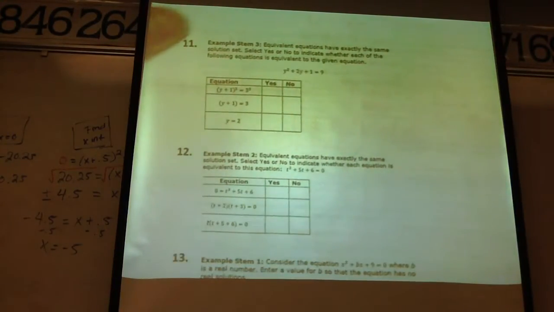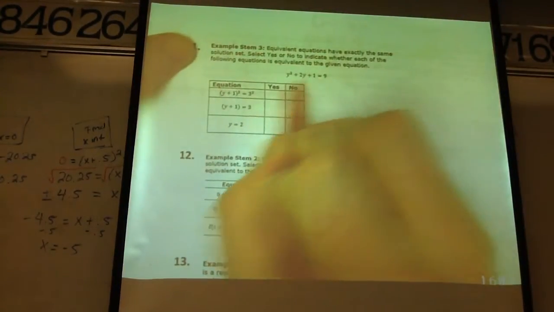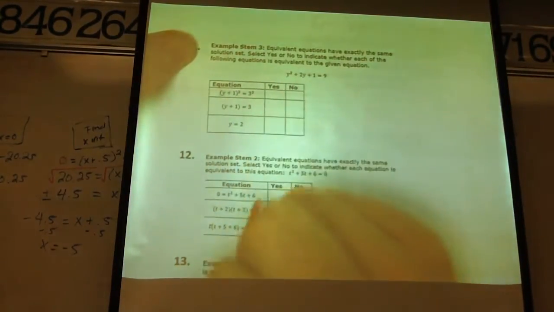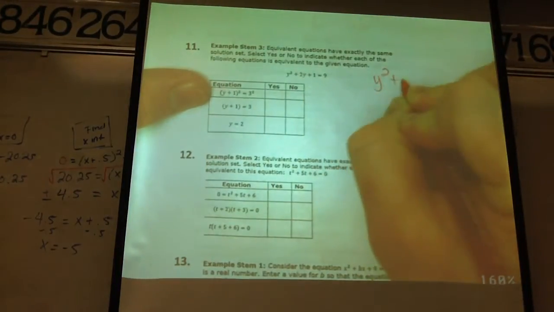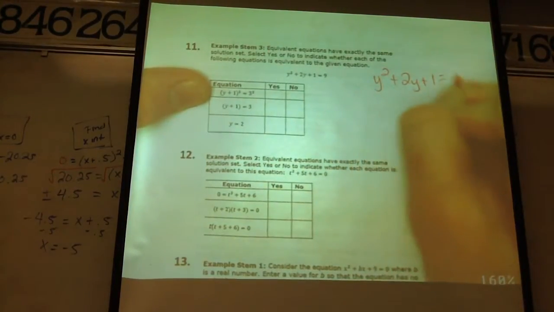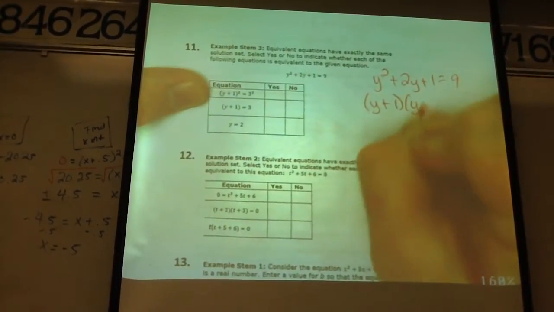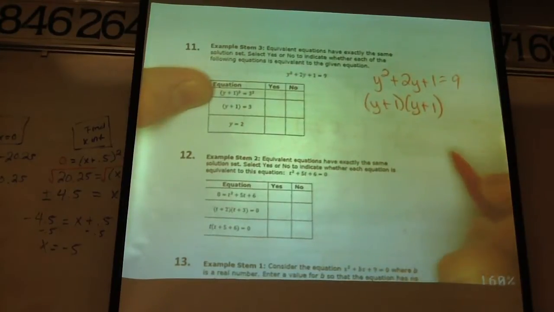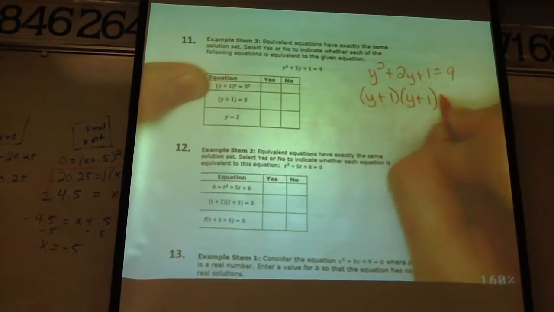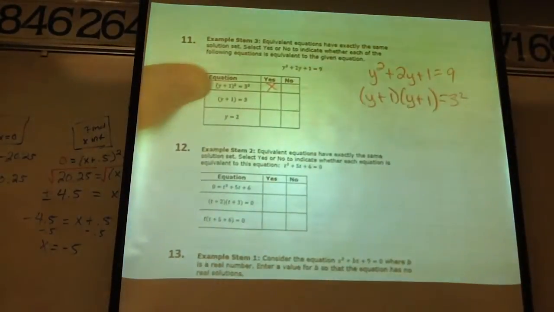Equivalent equations have exactly the same solution set. Basically, it's just saying, are these the exact same thing as this? First one, yes. Because x squared plus 2y plus 1, if you factor that, you get y plus 1 times y plus 1, right? And that is the same as 3 squared, so that's yes.